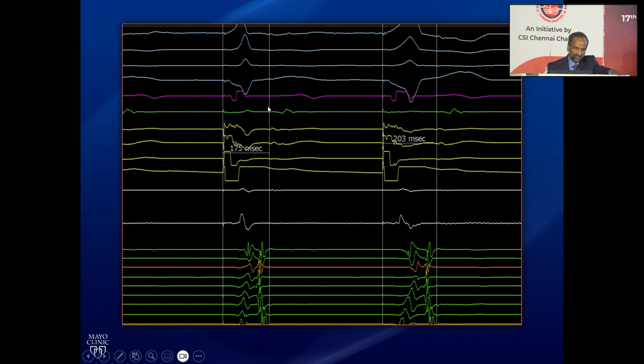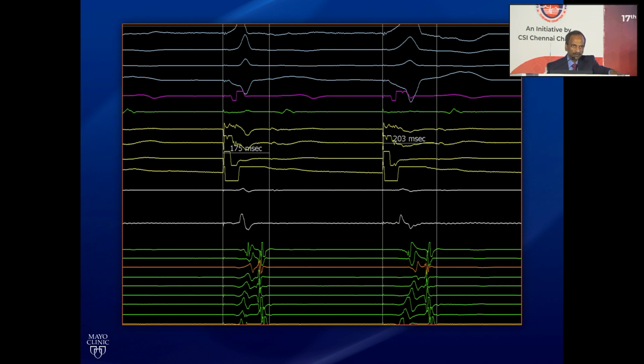Then you look at the activation sequence. How did that change? If it didn't change at all, it means you have only one way you go from V to A. That's point number one. If the activation sequence changes, you have got two ways to go from V to A. So you have AV node and pathway, or pathway and pathway, or multiple pathways. So first step is whether the sequence is the same. Second is when you release the His, if you get longer interval, that is AV node dependent.